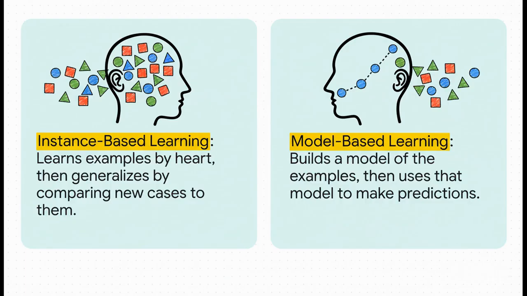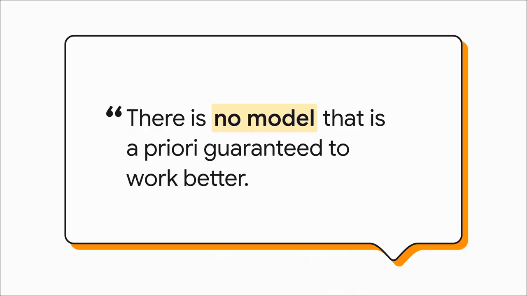Then you've got model-based learning on the right. This is more like a student who actually learns the underlying formula or concept. They build a general model, which lets them solve problems they've never even seen. For our housing project, we're definitely going with this model-based approach. But which model do we pick? This brings us to a really fundamental idea in machine learning called the no free lunch theorem.